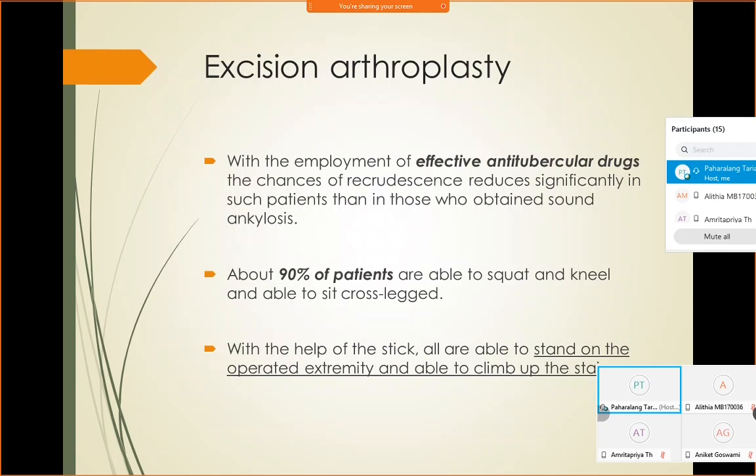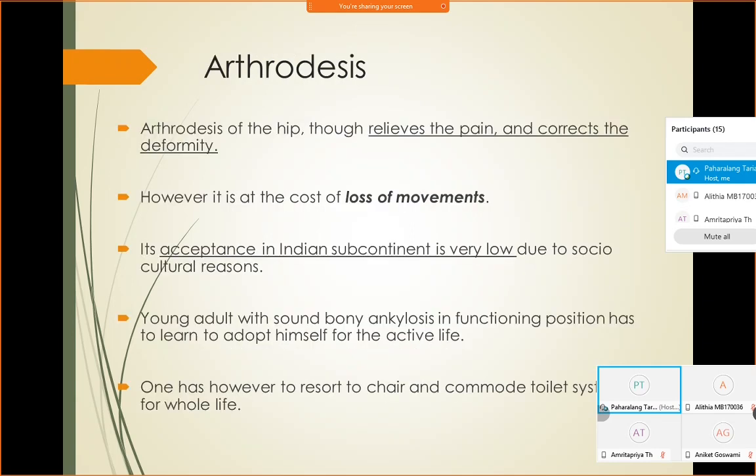So as I mentioned just now, 90% of these patients are able to squat and kneel and even to sit cross-legged, because our culture is such that we still prefer to kneel and squat and sit cross-legged, so we cannot afford an arthrodesed hip. Unlike here, if you arthrodese it, there's loss of movement, so it's understood. The joint is fused. When you arthrodese such a diseased hip, there's definitely reduction in the pain. You can even correct the deformity, but there's loss of movement.